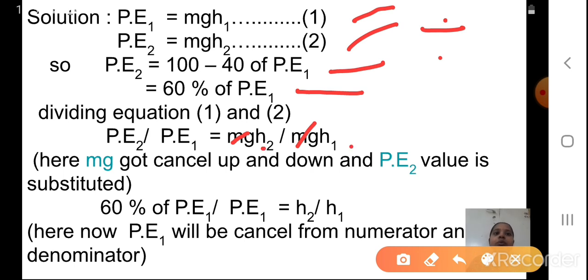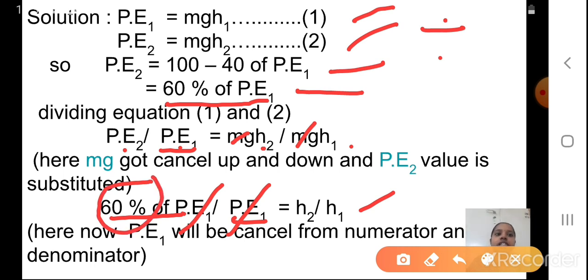And here what is remaining? PE2 upon PE1. Now you know the value for PE2, we have got this 60% of PE1. So I have substituted the PE2 value here, upon this PE1 is equal to H2 upon H1. Now this PE1 and PE1 will get cancelled. What is remaining? Only 60% is equal to H2 upon H1.